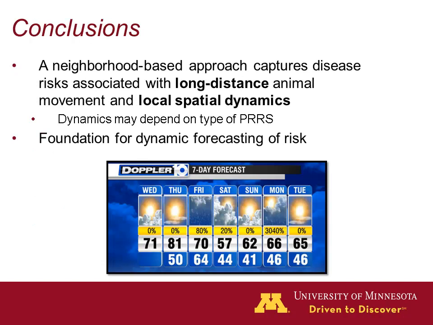But my key take-home here is that we think that this kind of neighborhood-based way of looking at risk is really very valuable in capturing both risks associated with long-distance animal movements, while at the same time looking at local spatial dynamics and unifying those into one framework. And we think that there's a lot more interesting work to do here based on different types of PRRS. Do they behave differently? But all in all, we're hoping that these models that we're building can really form the foundation of a dynamic system for forecasting risk. So that along with the PRRS reports that are given as part of MSHMP, each participant would actually get a list of their sow farms and the projected risk in the next month for their particular sow farms. So that's kind of where we're hoping to see this going.